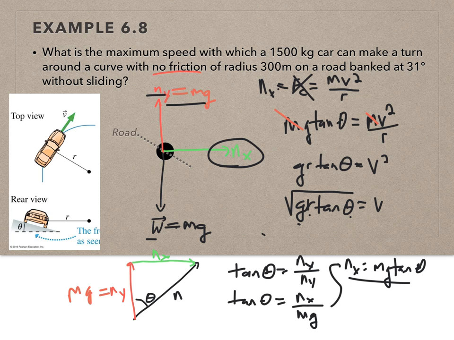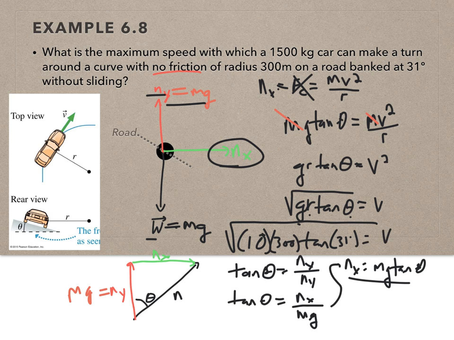So let's plug in my values. g is, we had to use 10 before, so I'll just use 10. g is 10, radius is 300, and the tangent of 31 degrees. That is equal to the speed. So let's try that all in one go. Square root of 10 times 300 times tangent of 31. And guess what? I get 42.5. So it's either the same or pretty much the same as we had before.